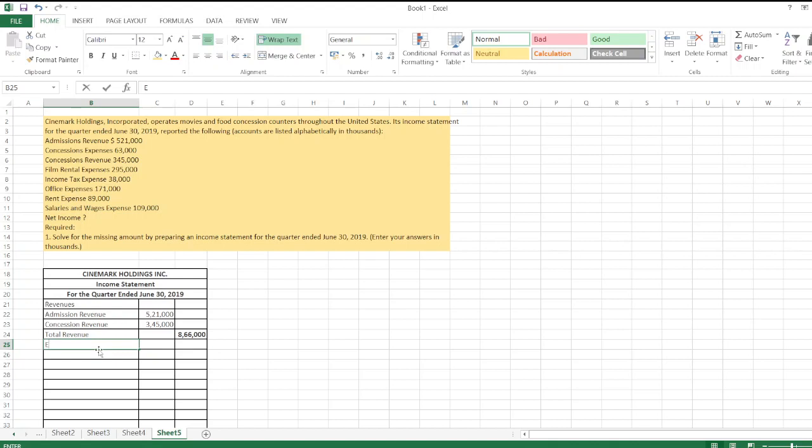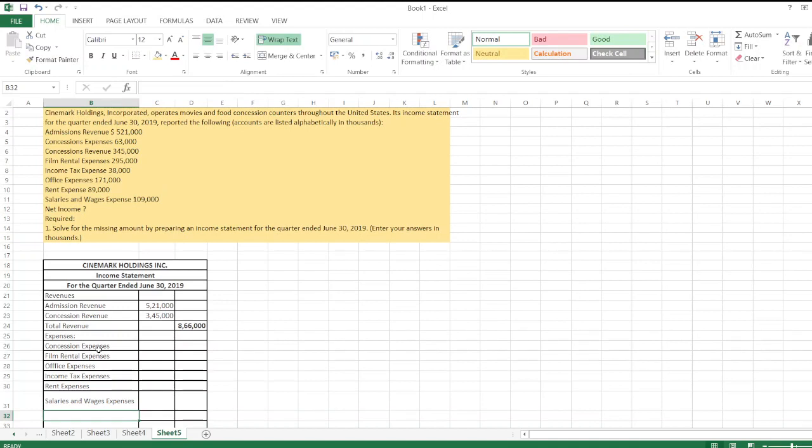Now we calculate expenses. Expenses, concession expenses. Film rental expenses. And then office expenses. Income tax expenses. Rent expenses and salaries and wages expenses. Total expenses.